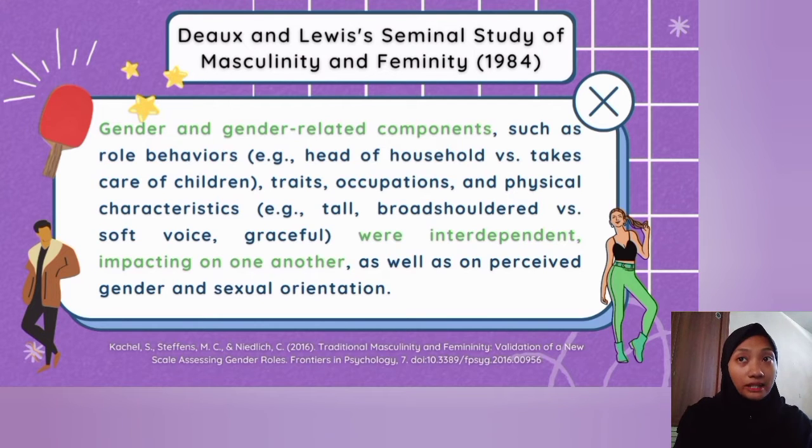According to Deaux and Lewis' seminal study of masculinity and femininity, gender and gender-related components such as role behaviors, for example head of household versus takes care of children, traits, occupation, and physical characteristics such as tall, broad-shouldered versus soft-voiced and graceful were interdependent, impacting on one another as well as on perceived gender and sexual orientation. Physical appearance played a particularly large role. It showed that possible gender stereotypes are based on some sort of core masculinity and femininity. And similarly, individuals can use such core masculinity and femininity in their self-construction.